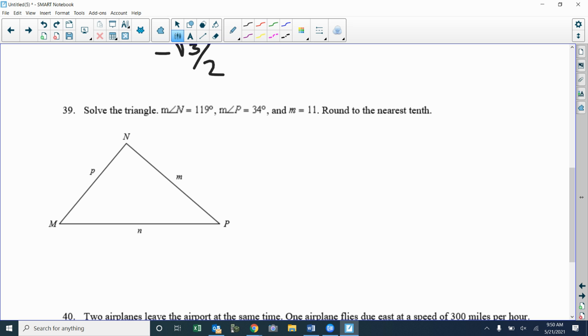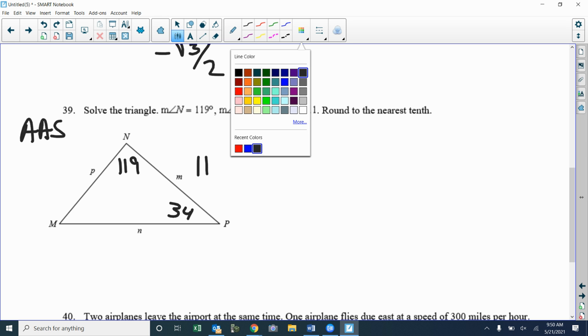All right, you're going to have to solve for the other sides of this triangle, so this will be the law of sines. You might want to have that in your notes if you need it. There will be no formulas anywhere from me. So angle N is 119, angle P is 34, and side M is 11. So it is an angle-side, which makes it very nice for us.